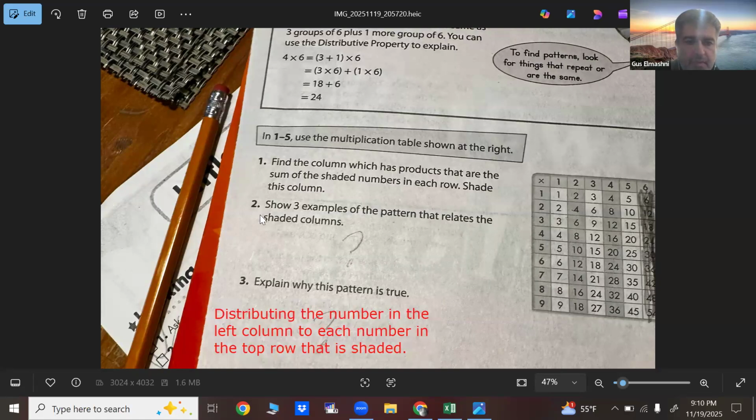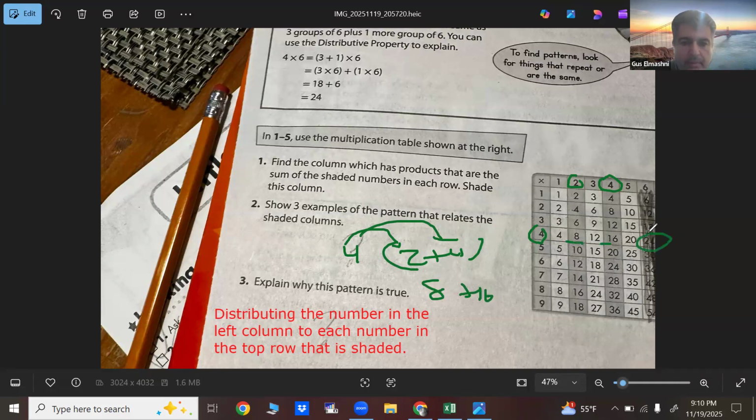you're taking the number in the left column, say the 4 here, and you're distributing it to each number in the top row that is shaded. So the 2 is part of the shaded column, and the 4 is part of the shaded column. So we add 2 plus 4, and you distribute the 4 to both of those. You get 8 plus 16, which of course you see right there, and adds up to 24.